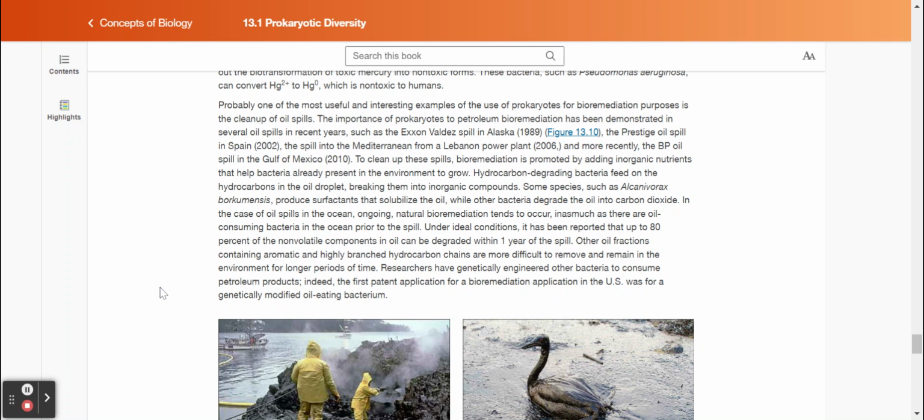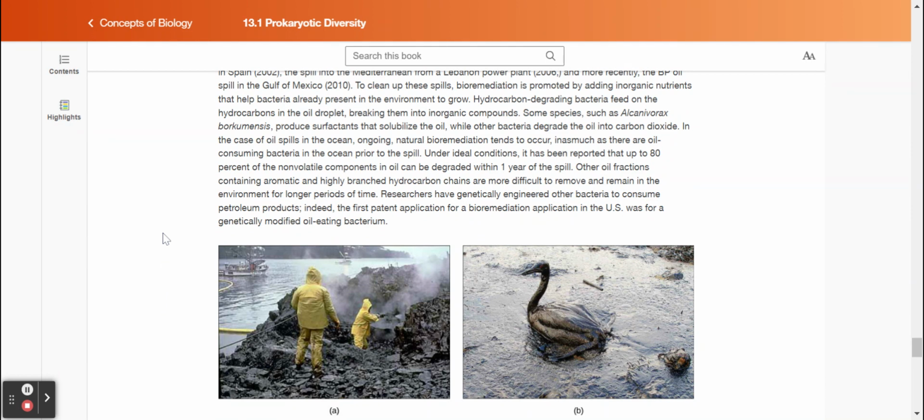To clean up these spills, bioremediation is promoted by adding inorganic nutrients that help bacteria already present in the environment to grow. Hydrocarbon-degrading bacteria feed on the hydrocarbons in the oil droplet, breaking them into inorganic compounds. Some species, such as Alcanivorax borkumensis, produce surfactants that solubilize the oil, while other bacteria degrade the oil into carbon dioxide. In the case of oil spills in the ocean, ongoing natural bioremediation tends to occur inasmuch as there are oil-consuming bacteria in the ocean prior to the spill.